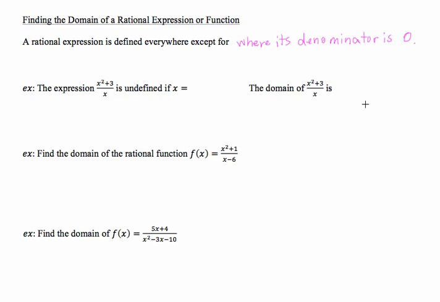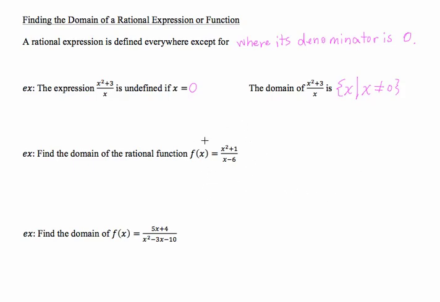So for example, x squared plus 3 all divided by x. Well, it's undefined. This whole expression is undefined if x is equal to 0, because if you put a 0 right here in the denominator, well, you can't divide by 0. So it's undefined where that denominator is 0. Therefore, its domain is everything except 0. So it's the set of all x such that x does not equal 0.